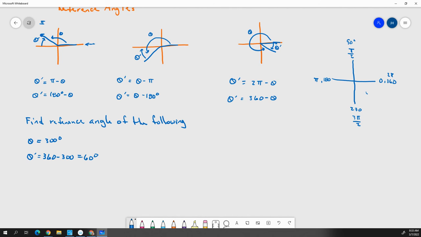What if I have theta equals 2.3? Well, now this isn't a degree, this is a radian. And we have to figure out, well, where is 2.3 going to fall? Well, we know that pi is 3.14, right? It's 3.1415926, and so on.